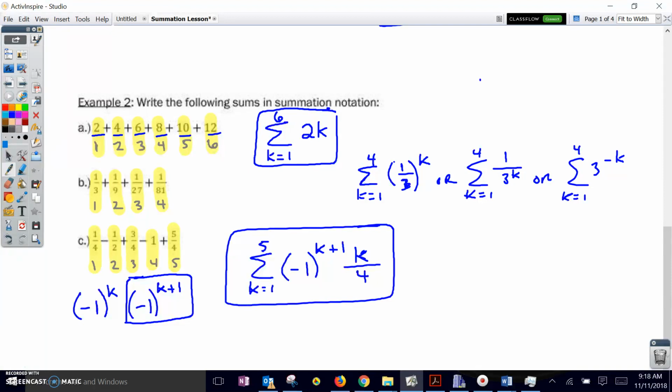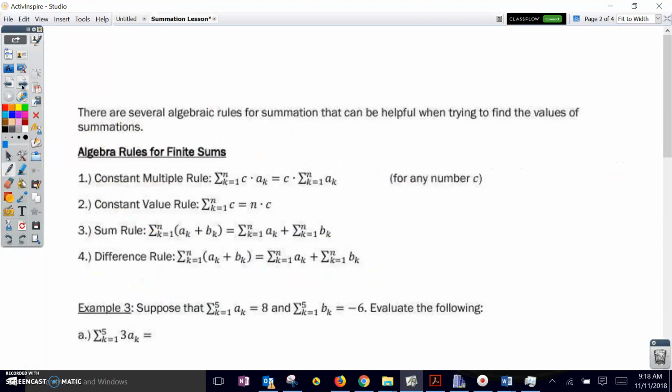Alright, let's go on to example 3. We've got some summation rules, one of which has a typo here. The difference rule should have minus signs in there. Copy-paste error on my part. Oops. So now we're going to use these rules to simplify some expressions containing sums.